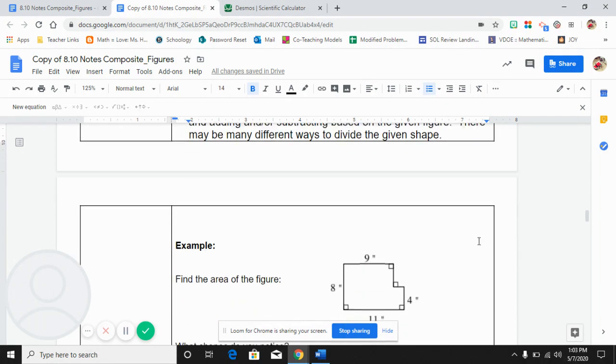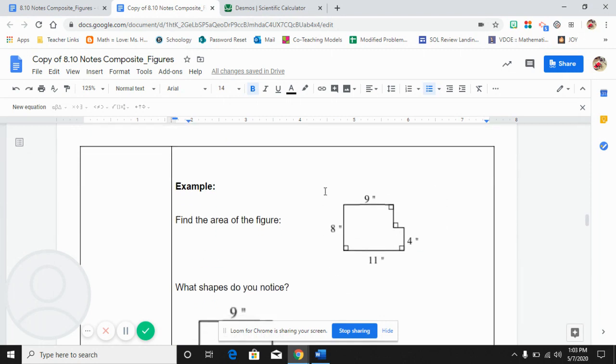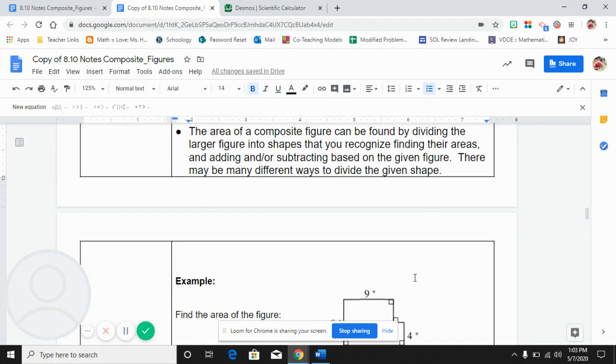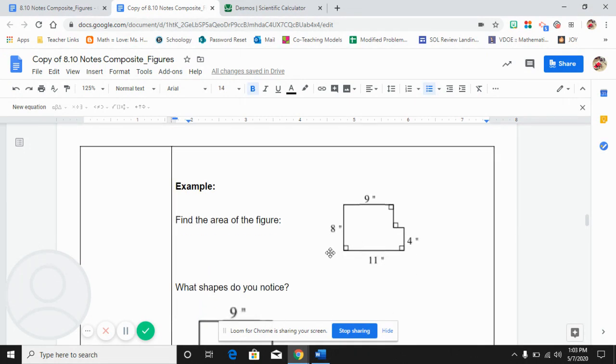So you really just have to think about, if I have a composite figure, a figure that's made up of multiple shapes, what shapes are inside of it? How would I find the area of those figures? And then add those together. In some cases, you'd subtract them. And the perimeter still just holds true for perimeter in general. The perimeter of anything is the distance around the outside of the figure.